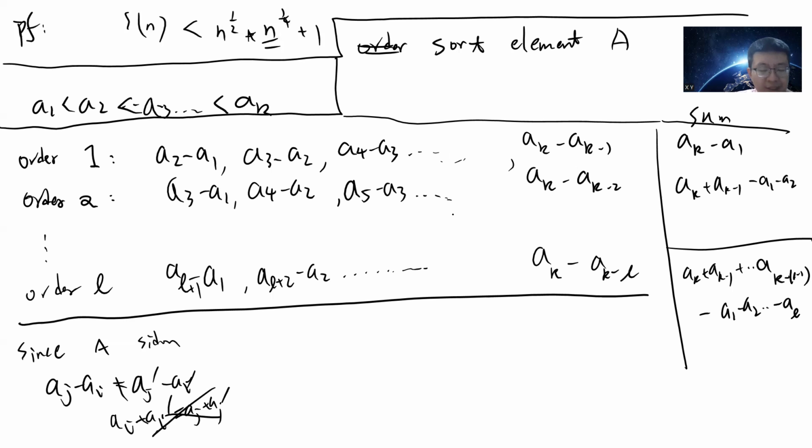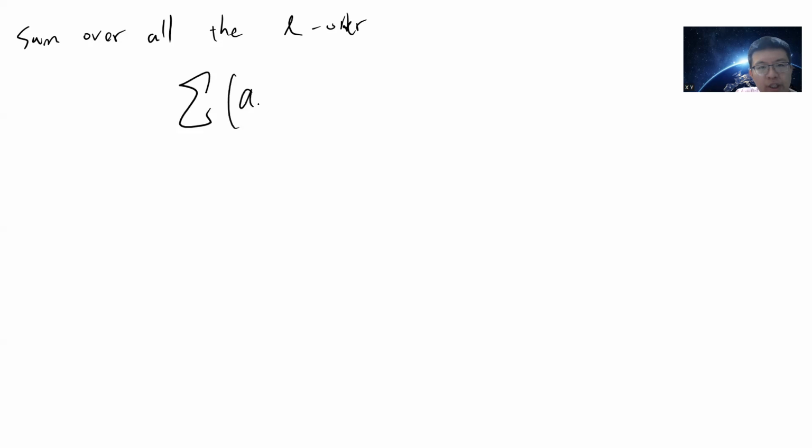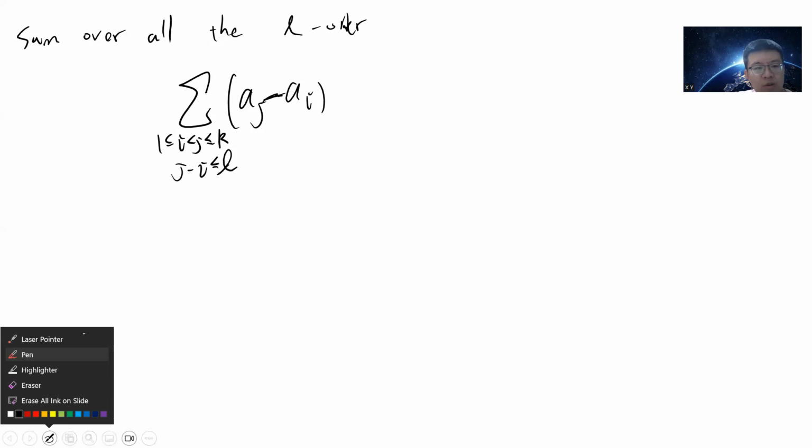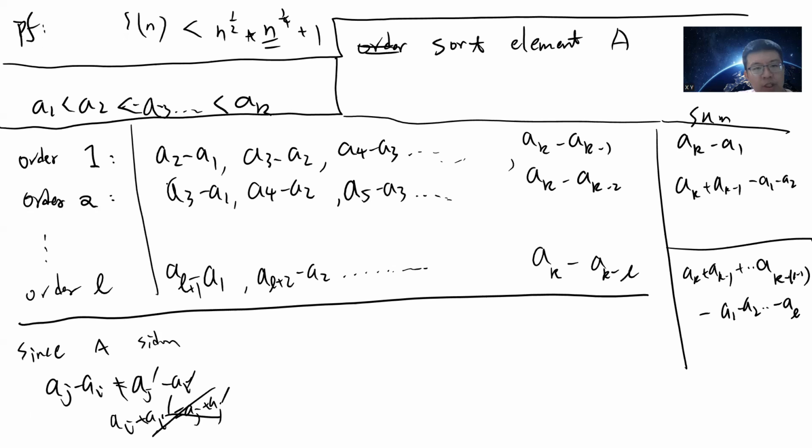Okay, so now I can do the following. I can sum over all the order L differences. Basically, I sum over AJ minus AI, where J ranges up to K, but I only care about J minus I less than or equal to L. So I sum all the elements of this table. Basically, I sum all of this.